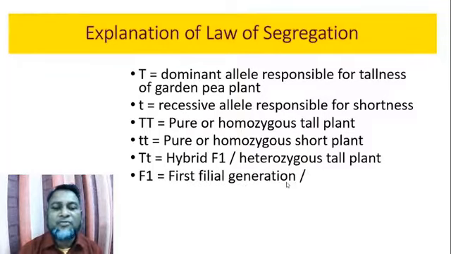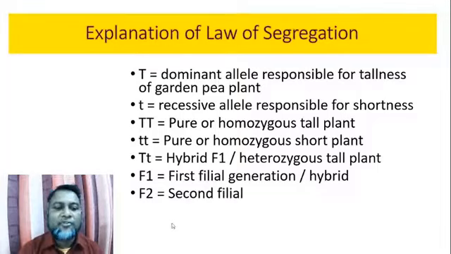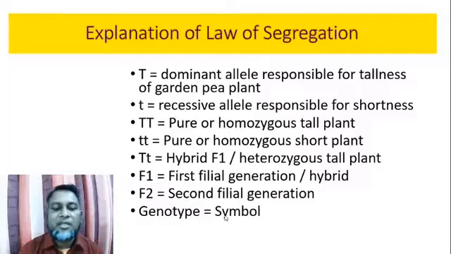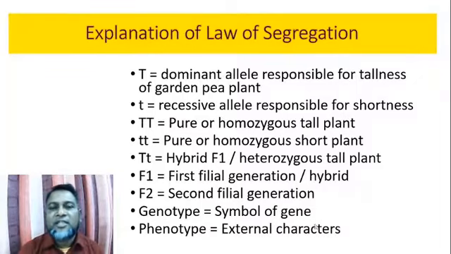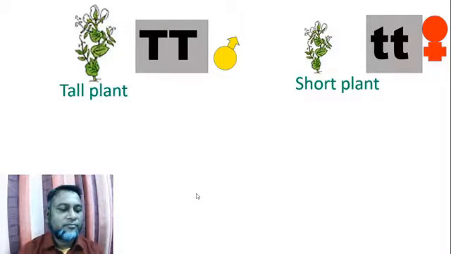F1 means first filial generation or hybrid. F2 means second filial generation. Genotype means symbol of gene. Phenotype means external characters. Genotype of tall plant is capital T capital T, and genotype of short plant is small t small t.